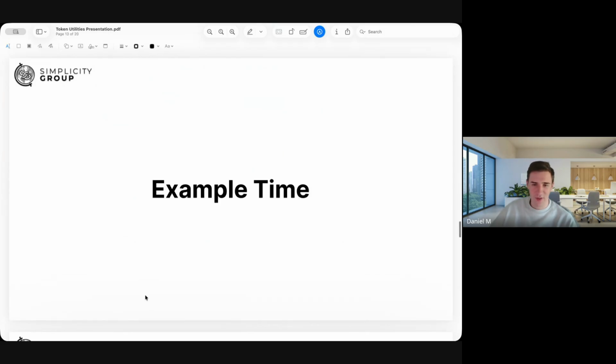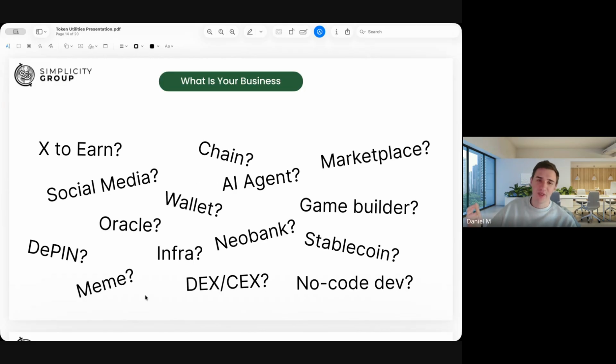So now the fun time. Let's move into looking at how you should think about example token utilities. Again, what is your business? There's a bunch of businesses listed here. Are you a neobank, an oracle? These are more crypto-centric. Are you a data play? You can pretty much have any business out there.